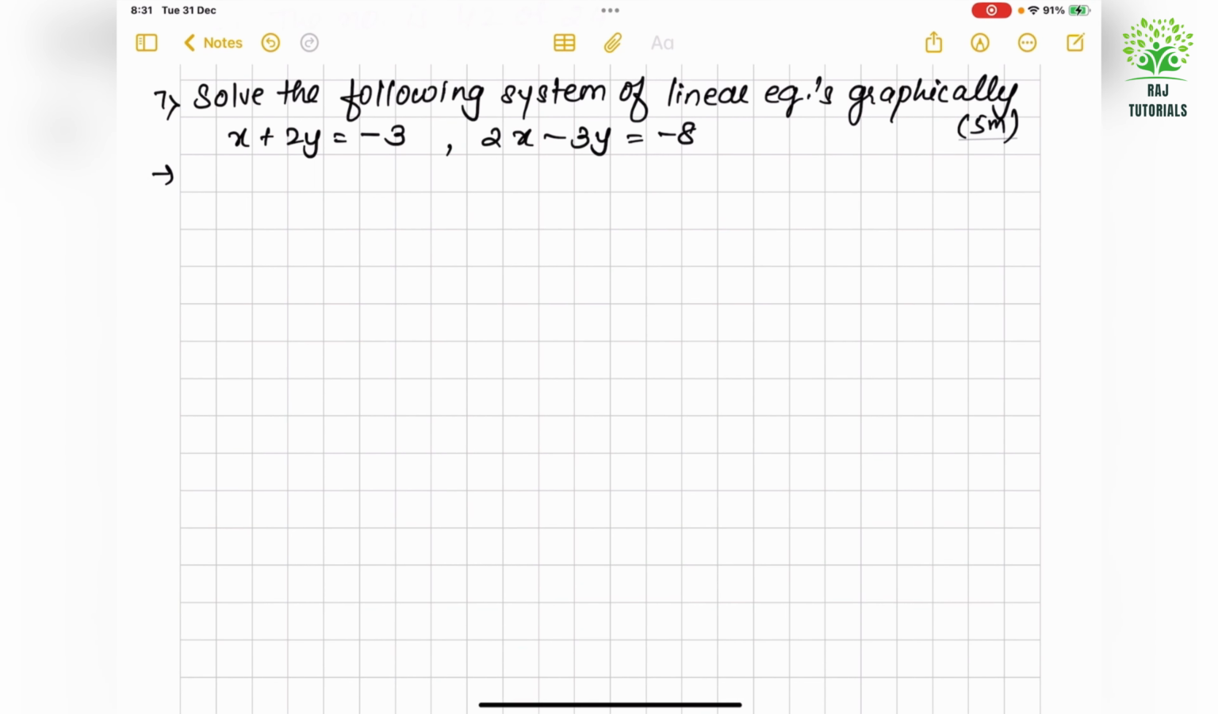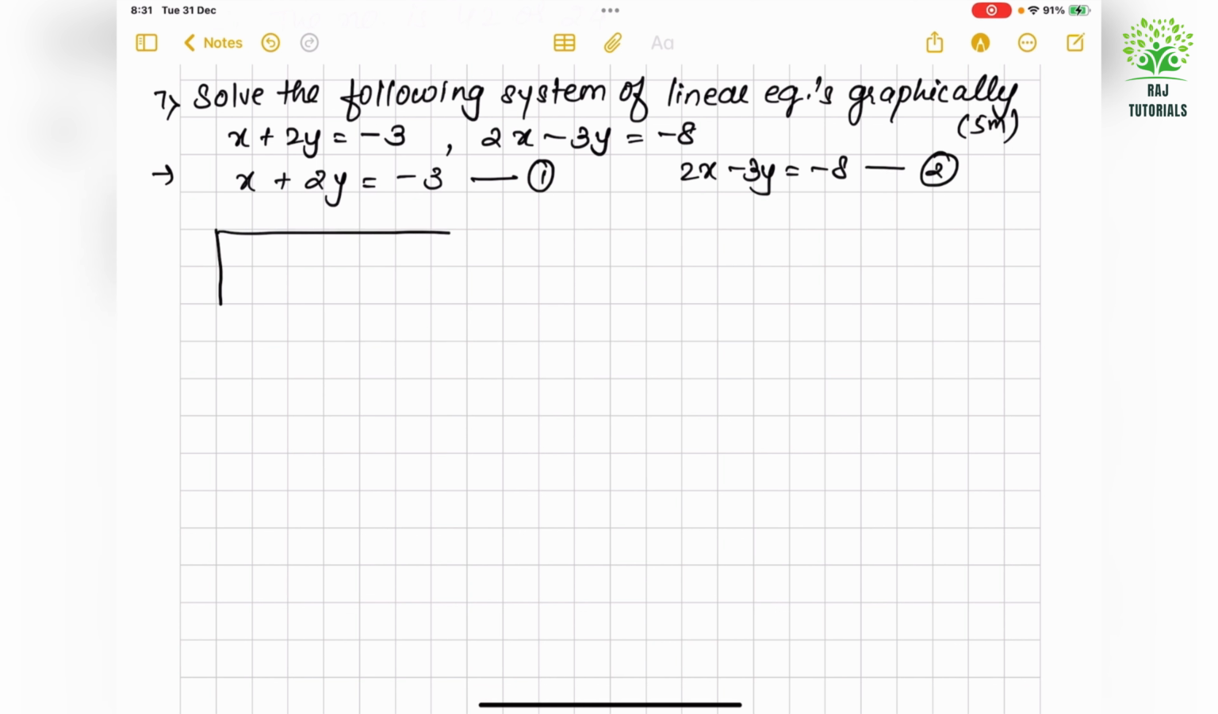Now the next question says solve the following system of linear equations graphically. x plus 2y equal to minus 3, 2x minus 3y equal to minus 8. So first of all I am giving them numbers to solve. This is equation 1, this is equation 2. Now I need to find the solution x and y. At least 3 points I need to find to plot the graph.